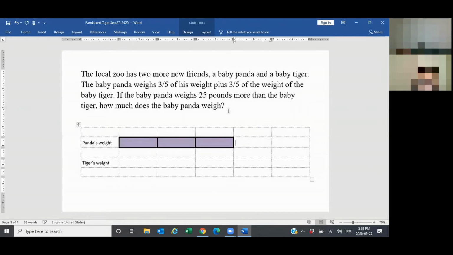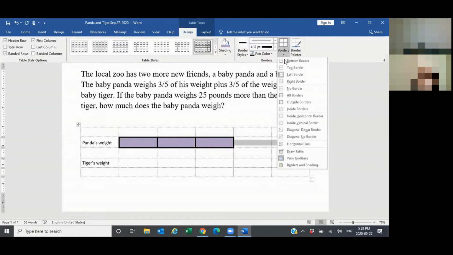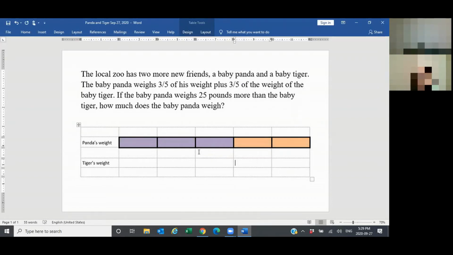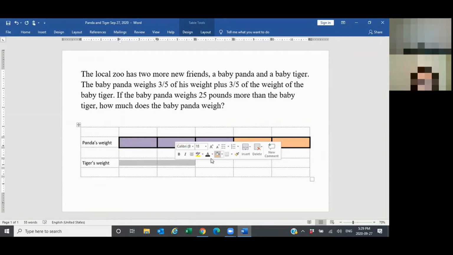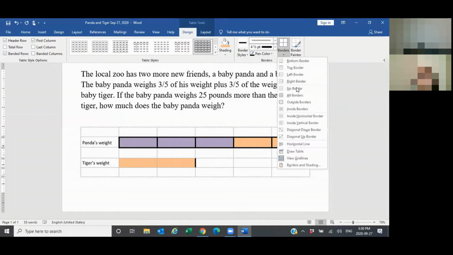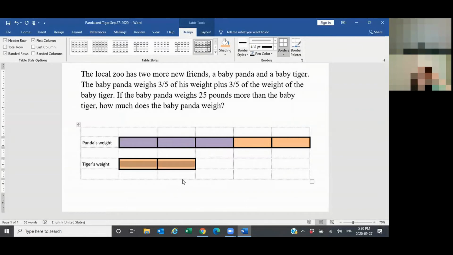So 3/5 of tiger's weight has to be 2/5 of panda's weight. I'm going to use a nice orange for tiger. There we go. Now tiger's weight. Since this is 3/5, he needs 3/5 too. Not like they're giving weight to each other. There, those are his 3/5.